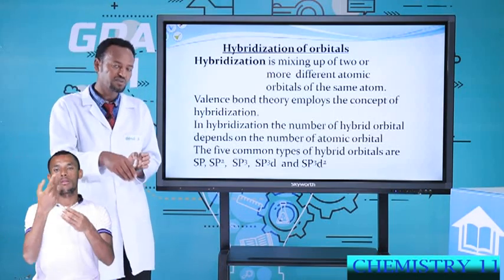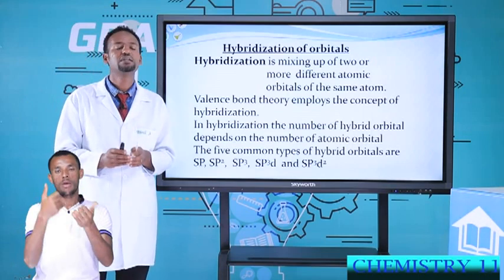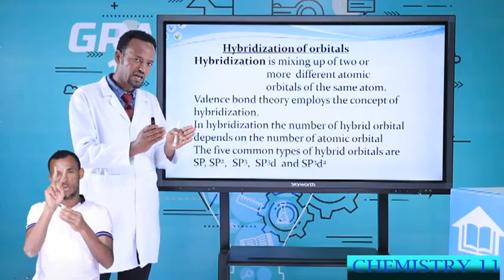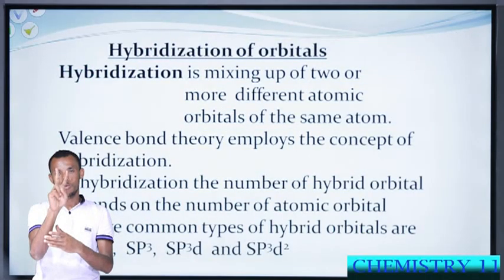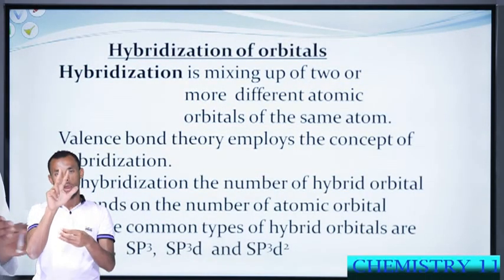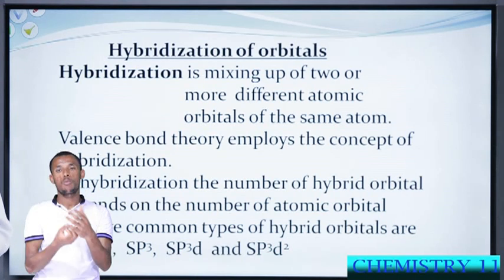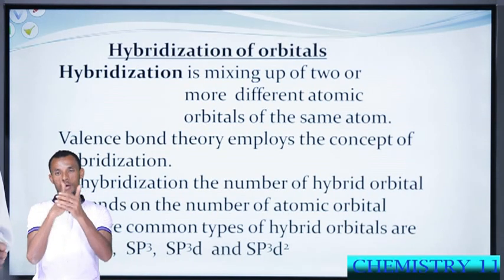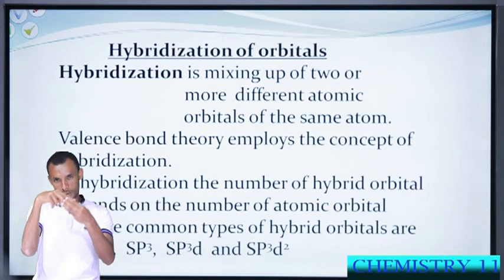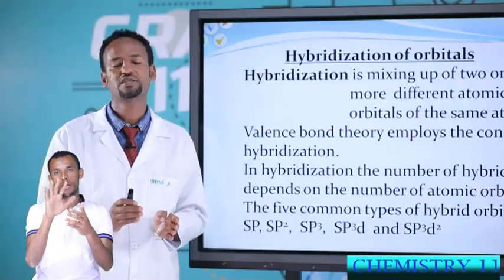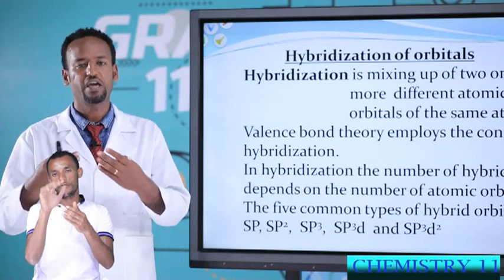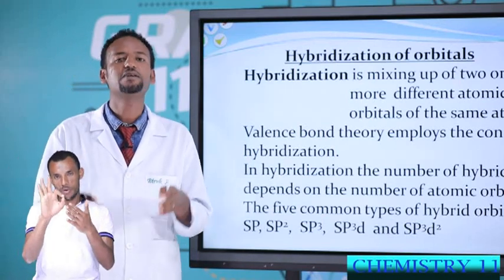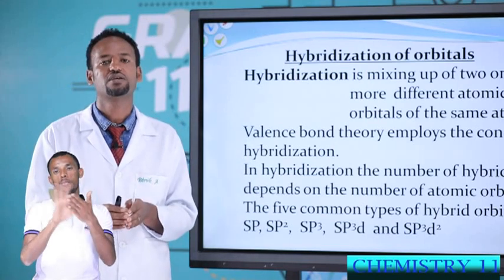The number of hybrid orbitals depends on the number of atomic orbitals. That means 2 atomic orbitals produce 2 hybrid orbitals. 3 atomic orbitals produce 3 hybrid orbitals. 4 atomic orbitals produce 4 hybrid orbitals. 5 atomic orbitals produce 5 hybrid orbitals, and so on. Therefore, the number of hybrid orbitals depends on what? Depends on the number of atomic orbitals.